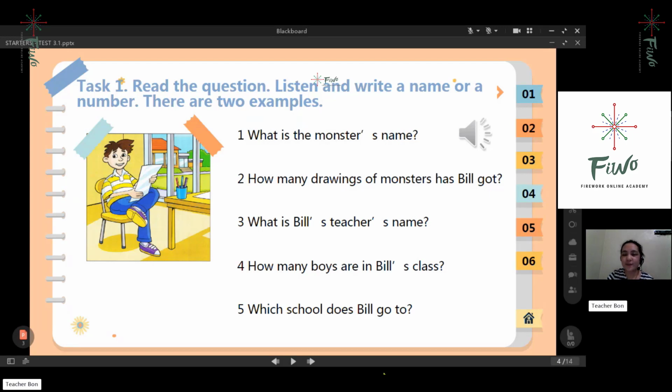How many boys are in Bill's class? Bill's class has nothing boys. Nothing boys? I think nothing girls. Okay, so how many boys are in Bill's class? Are you sure with your answer? Okay, so the answer is 20. Yes, there are no girls, but there are 20 boys in Bill's class.